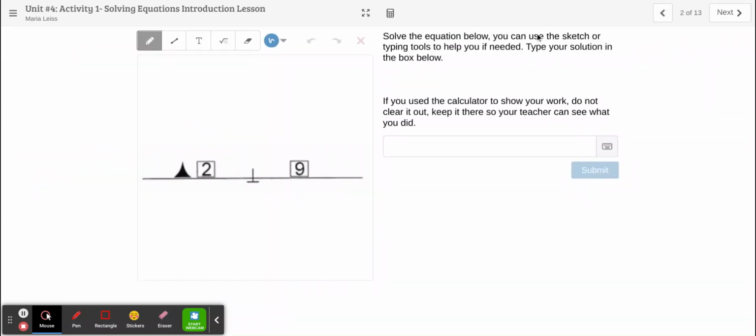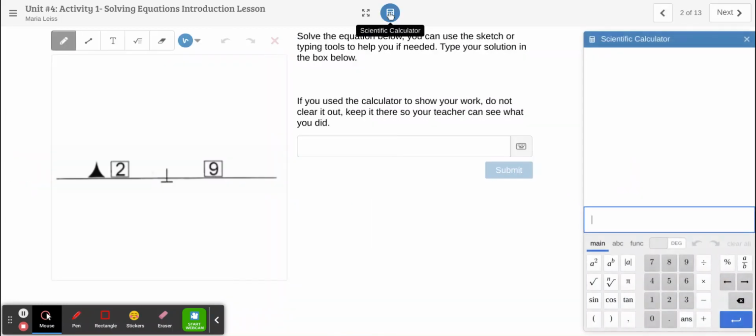On each screen, as usual, you have the calculator icon that you're able to use. Keep in mind, if you decide to show your work in the calculator, do not delete it. I can still see your work from my teacher screen.